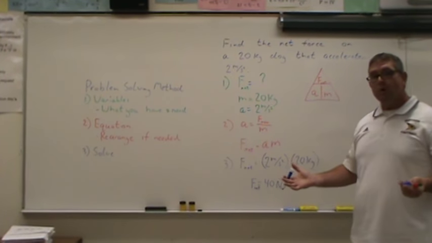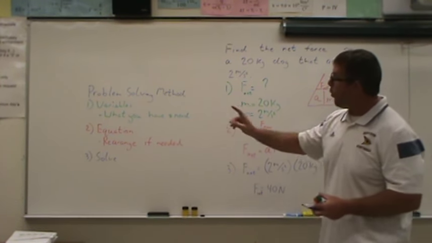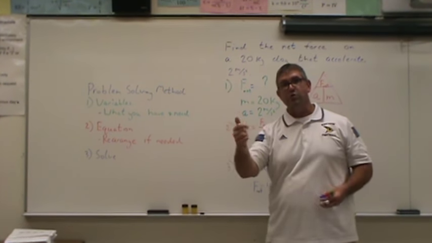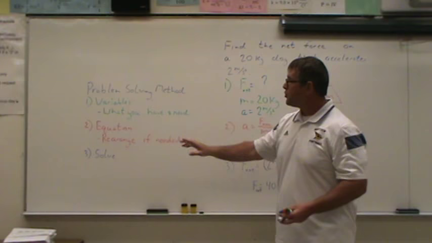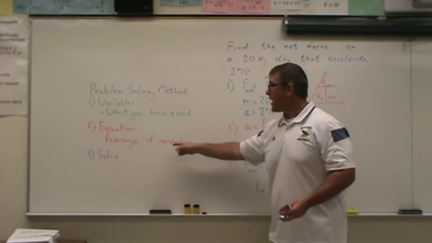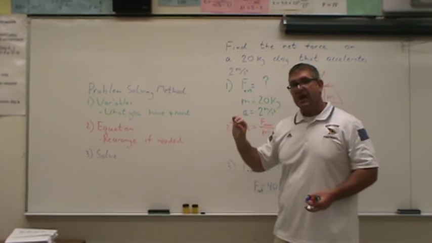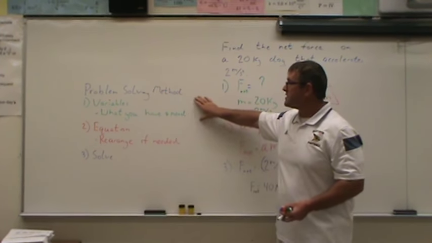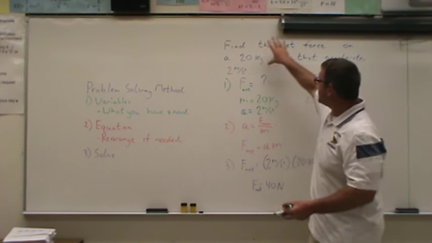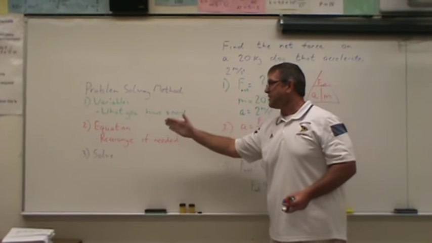And that's the 3-step process we use for the problem-solving method. Again, to recap: 1, the variables, what you have and what you need. 2, find the equation from the variables, rearrange if needed. And 3, solve. Almost every scenario, if you do step 1 correctly, you will not need the story problem anymore, because step 1 leads to step 2, which then finally leads to solving it.